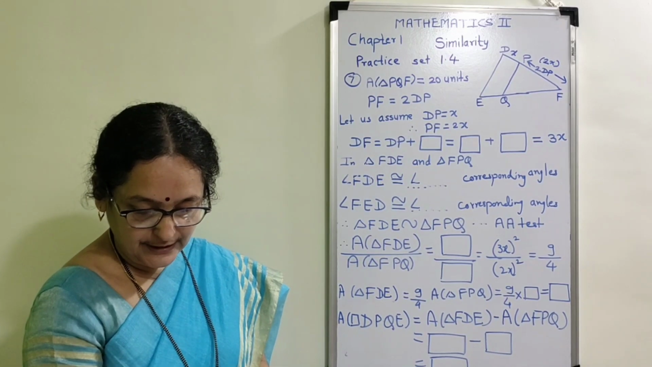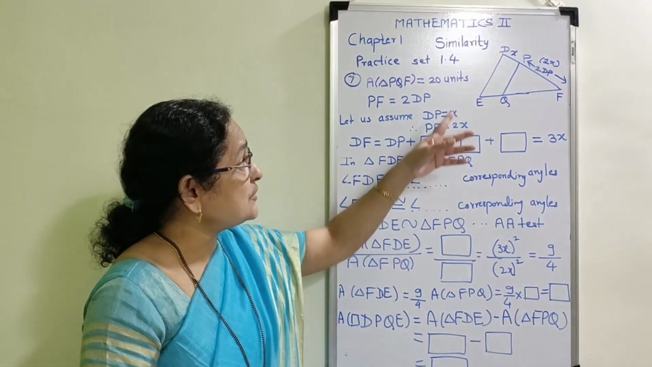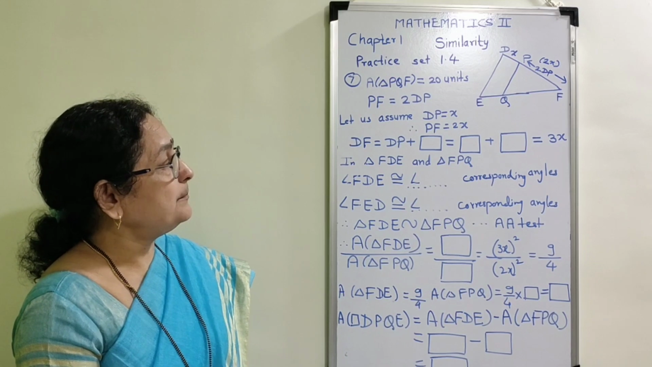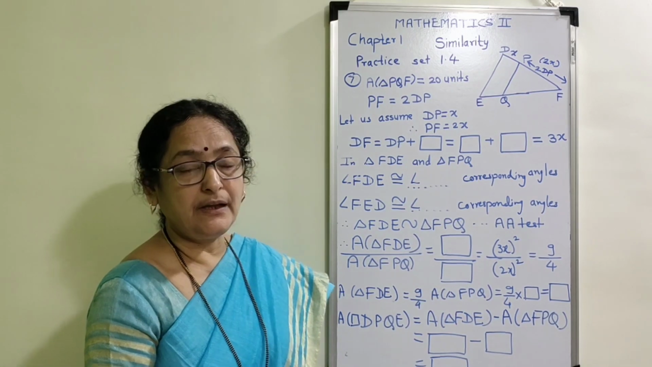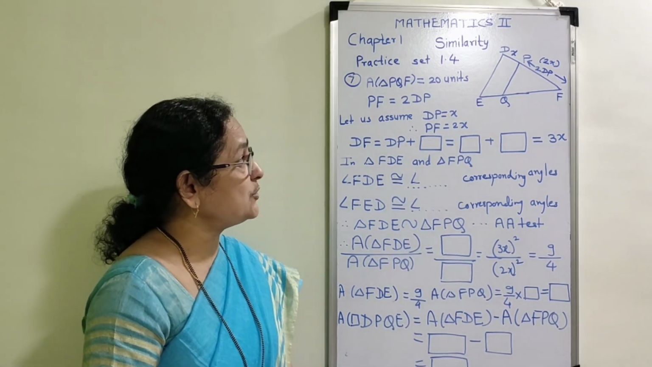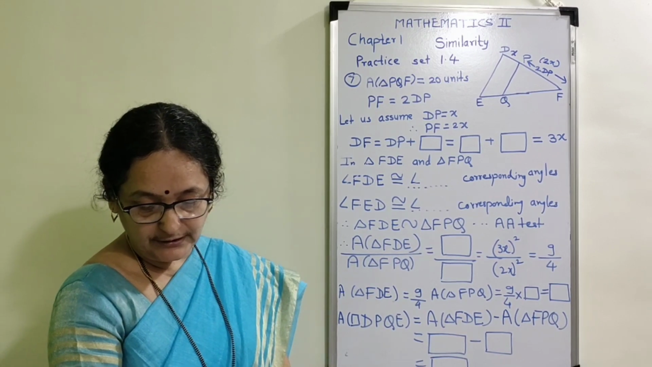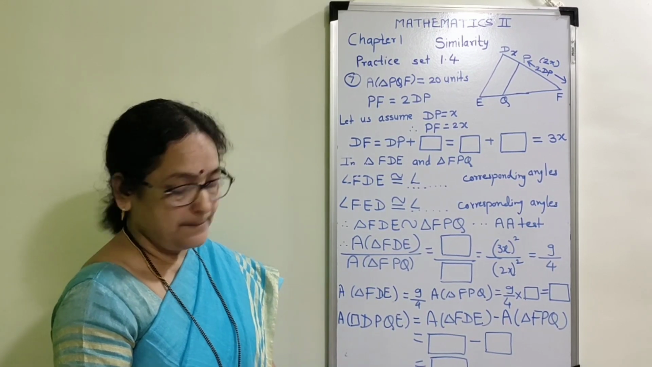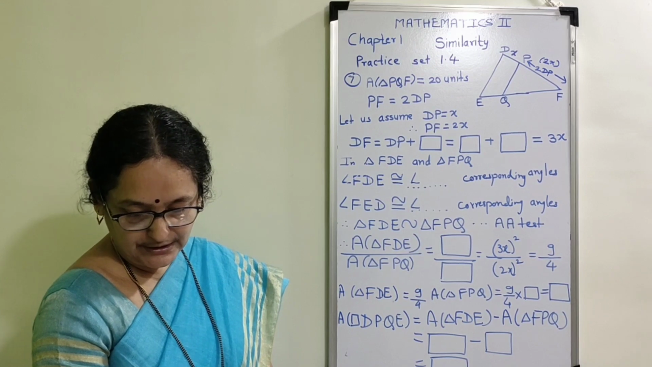Now I am going to read the given things. Now first of all observe the given figure. Bigger triangle DEF is given. In that triangle one segment PQ is given, and the most important thing they have given that segment PQ is parallel to segment DE.